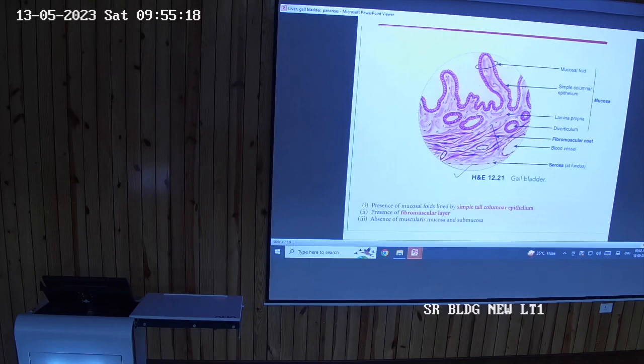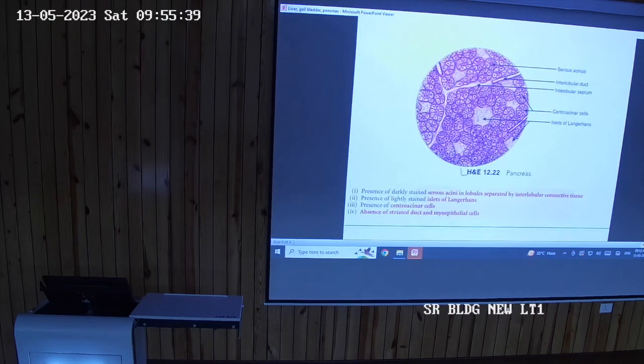So for identification of the slide, you will find just the mucosal folds lined by columnar epithelium, brush border. You may see no muscularis mucosa, and the remaining part is the same, serosa, everything is the same. That is the gallbladder. Next, look at this slide, again very simple to identify. Pancreas.